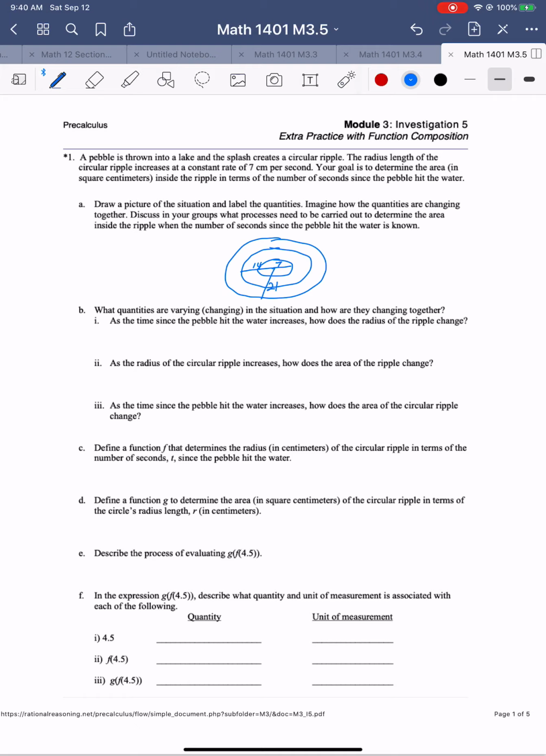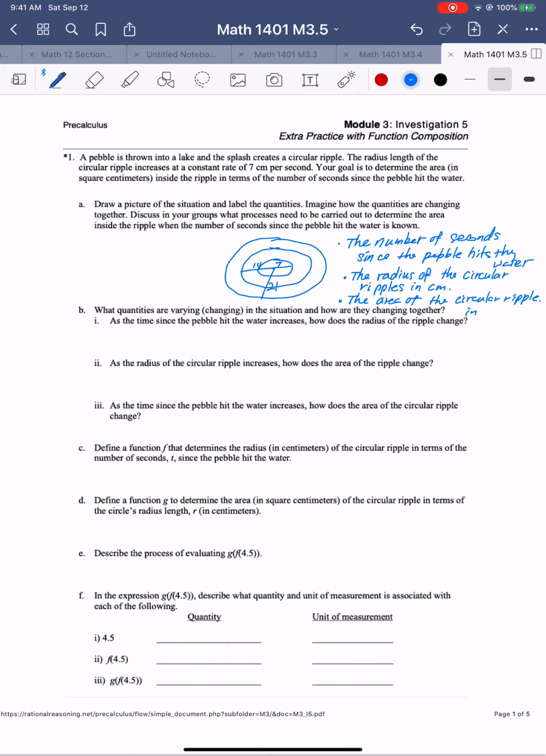So what is the varying quantity? The varying quantity is, I think, the number of seconds, which has been changing. Number of seconds since the pebble hit the water. And then also the radius of the circular ripple, in centimeters. And then also the area changes because the radius is changing. So the area of the circular ripple, in square centimeters this time.